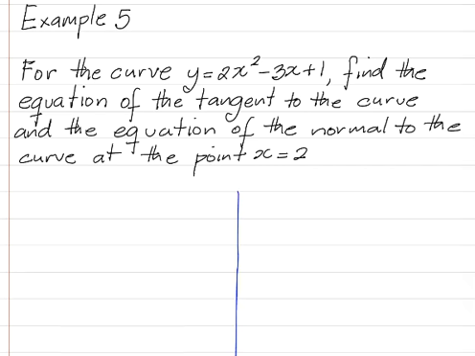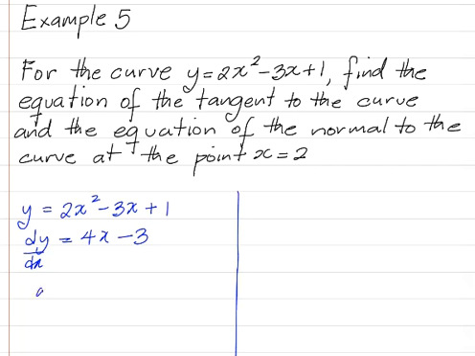And once using the gradient of the tangent and the point of contact, we can determine the equation of the tangent. Alright, so where do I want to start? Let's start with dy by dx. So y is equal to 2x squared minus 3x plus 1. Dy by dx is equal to 4x minus 3. Alright, 2 times 2 is 4, decrease the power by 1, minus 3, and differentiate 3x you get 3, differentiate 1 you get 0.